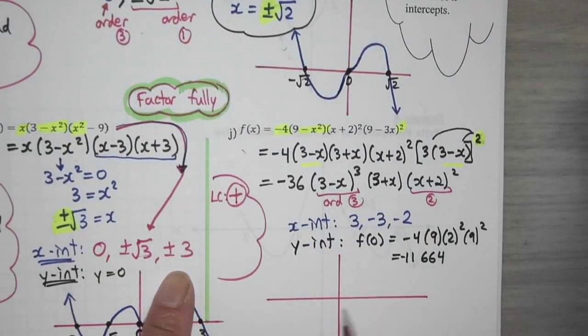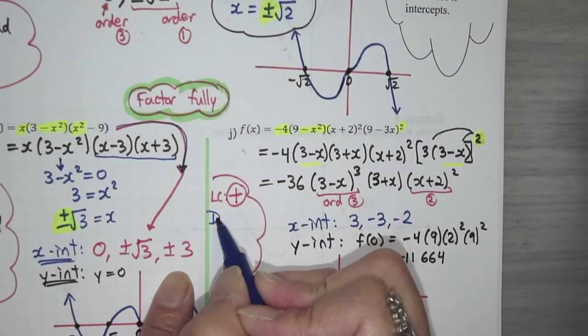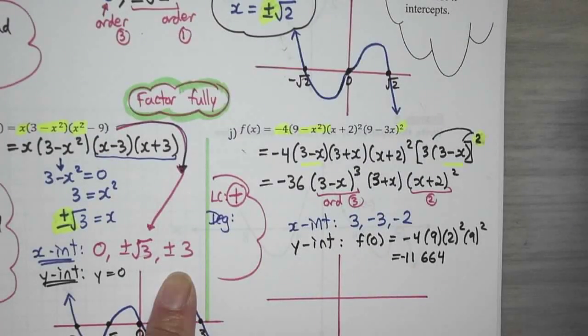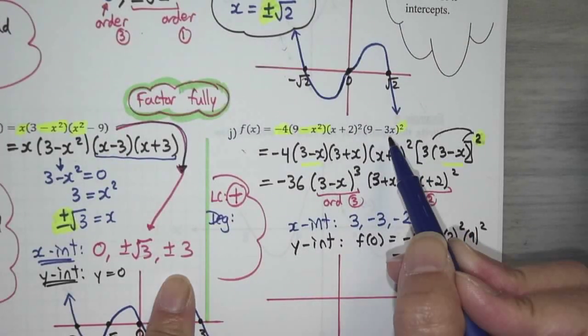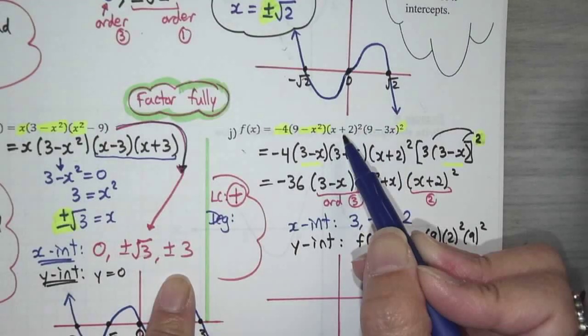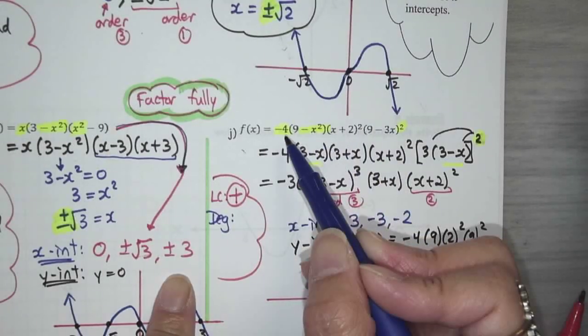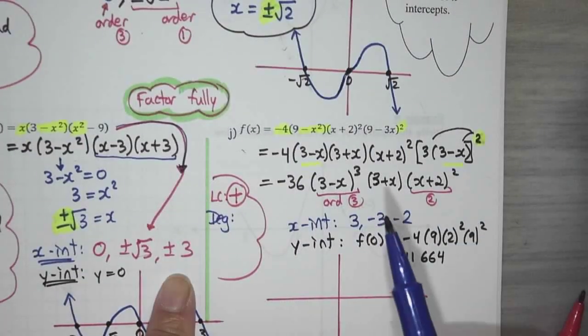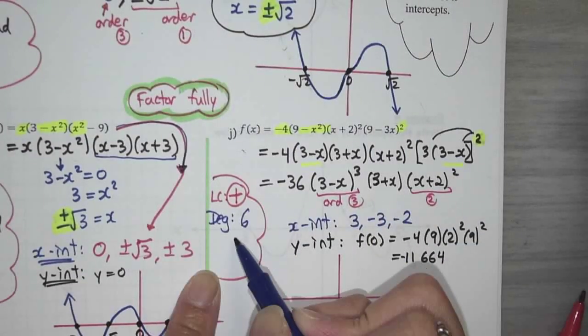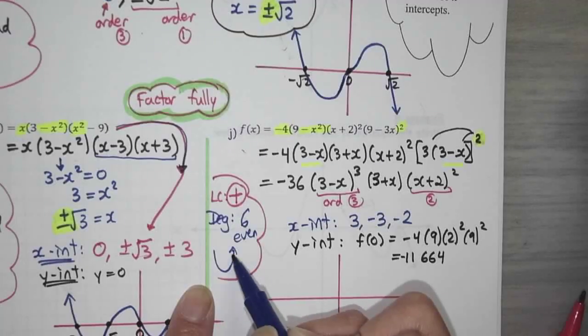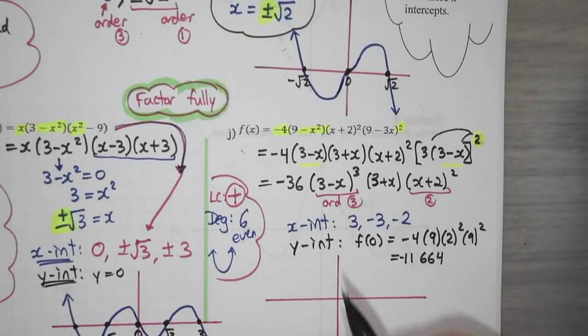So opening up. What about my degree? I have 2 x's, 2 more x's, so 4. 2 more x's, so 6. None. Degree 6, we good? 6 x's, so 6, which is even, so it's this way. So my end behavior is up here.